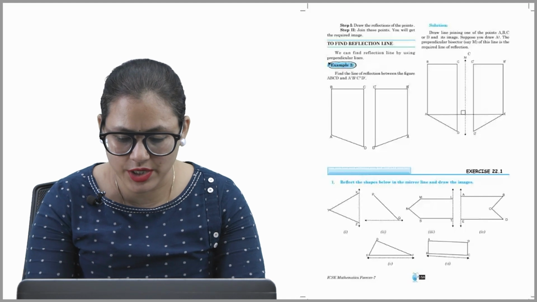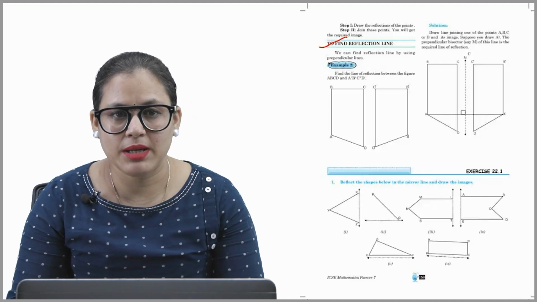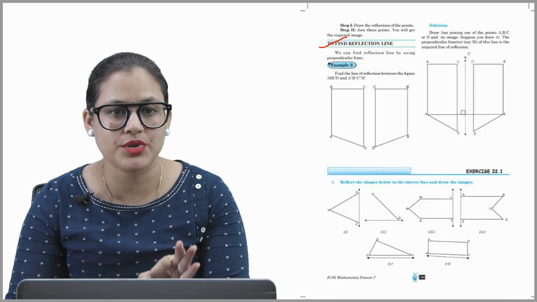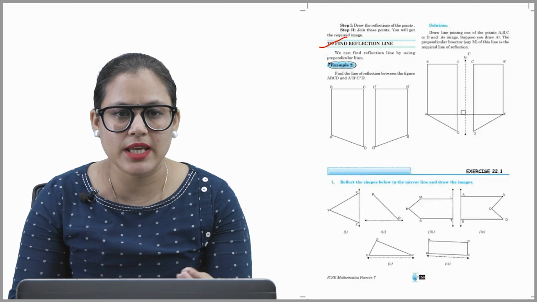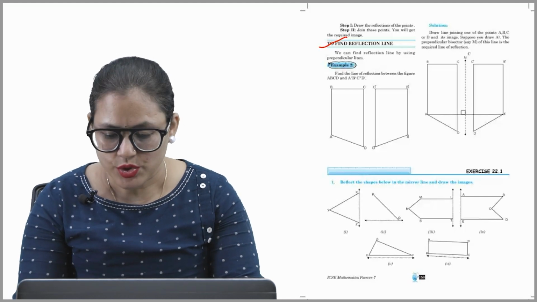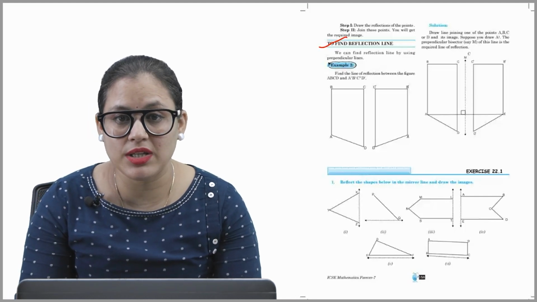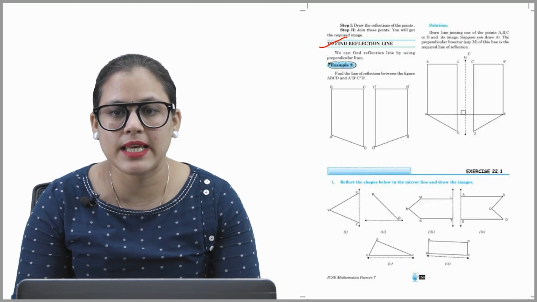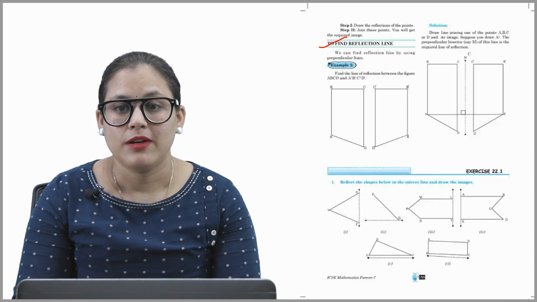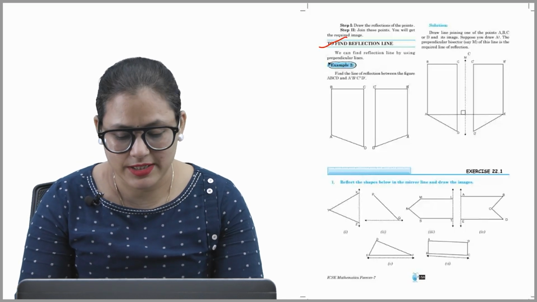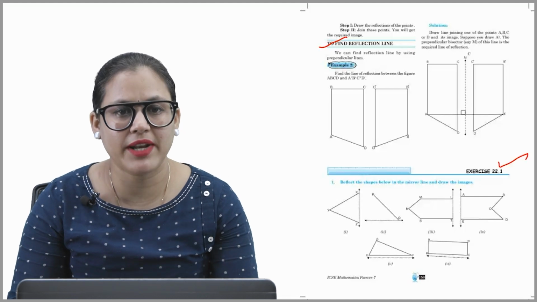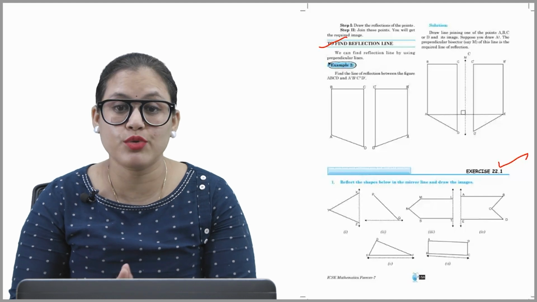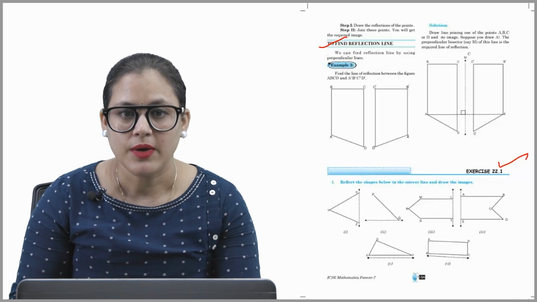Now, we can find the reflection line by using perpendicular lines. Example, find the line of reflection between the figure ABCD and A dash, B dash, C dash, D dash, or you can say A1, B1. Solution, draw the line joining one of the points A, B, C and D and its image. Suppose you draw A A dash, the perpendicular bisector, say M. This line is the required line of reflection, right? Exercise 22.1, number 1, reflect the shapes below in the mirror line and draw the images. Okay, students, in this question you have to draw the mirror images, okay?